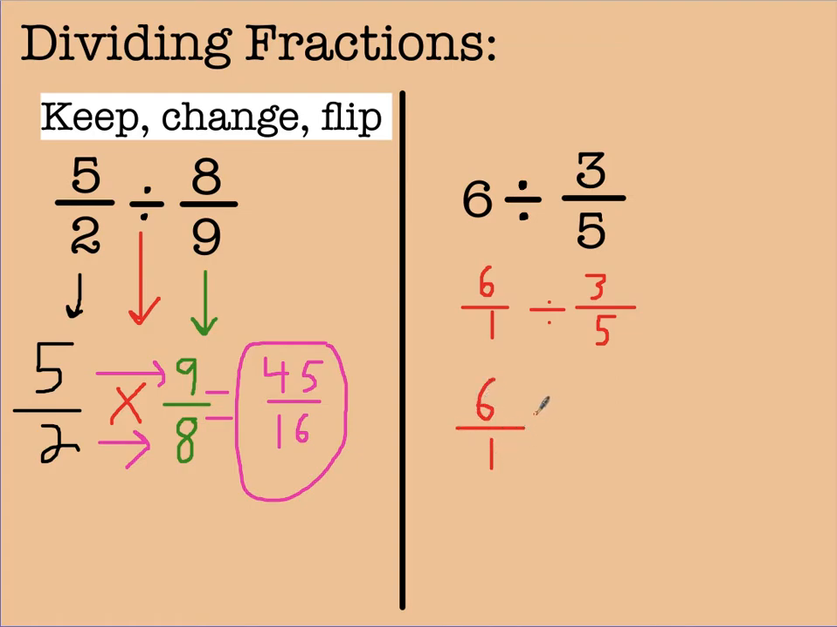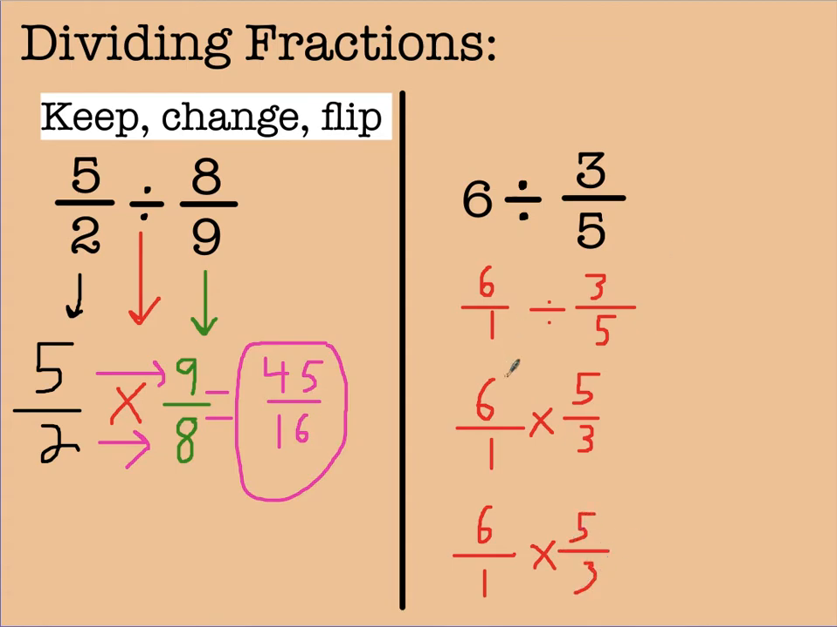6 over 1, keep that. Change to the inverse of division, multiplication. Flip, use the reciprocal of the second fraction. All right, now we can multiply straight across. We could also simplify before. So we're actually going to look at this in two ways. So I'll write this one again. We'll look at this problem in two ways now.